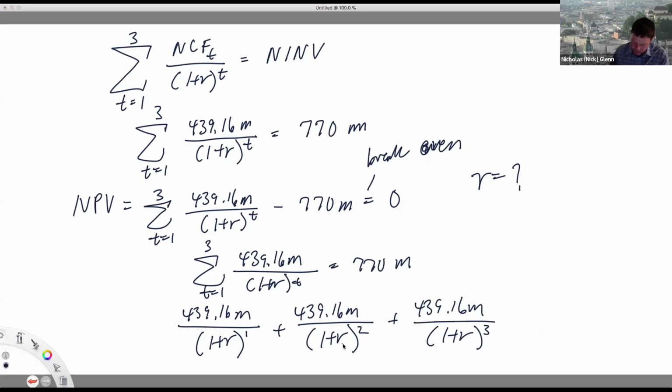And we want, whatever this R is, this internal rate of return, we want it such where we're discounting, we get this to be where it's break even, where it's equal to $770 million, which is how much money we borrowed for the investment here. Okay.